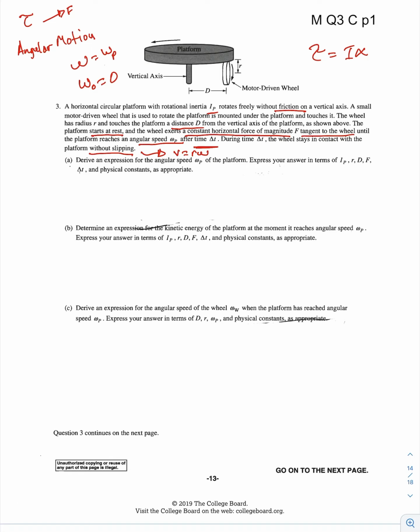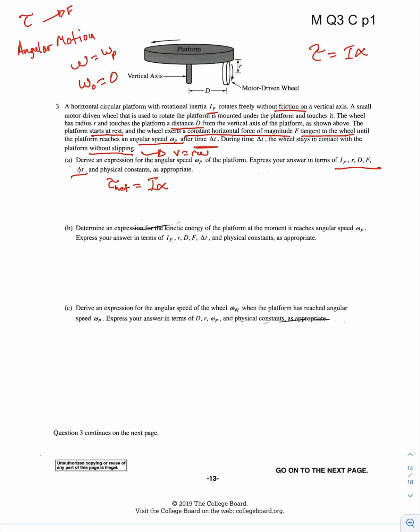So part A, derive an expression for the angular speed omega of the platform. Express your answer in these terms. Sweet. So they try to trick you by giving you this omega P and the t, and they're going to try to make you go to angular motion. But if you go with angular motion, you're going to have a hard time. So what I tell my students is that we always go with what is true up front. And what is true is that if I see some crap turning and there's a force, then that is always torque. Torque is my best friend. So I go with torque net is equal to I alpha.